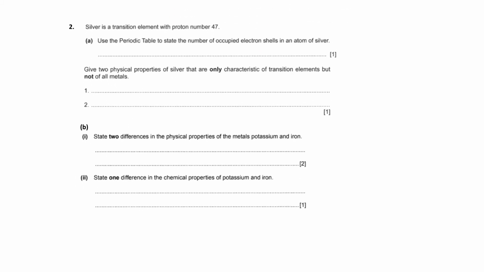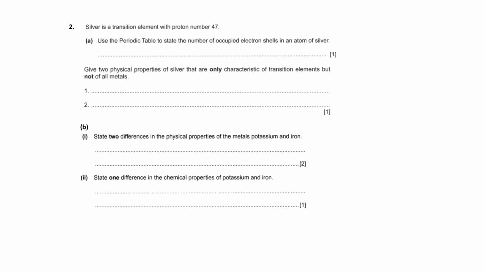Alright, silver is a transition metal with proton number 47. Use the periodic table to state number of occupied electron shells in an atom of silver. Now, here's the thing. You haven't done a configuration for transition metals. In fact, you haven't done configuration for elements beyond calcium. So, how do we do this?